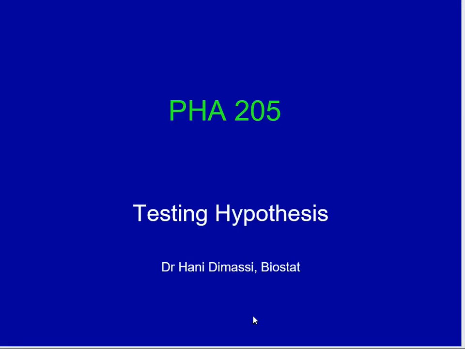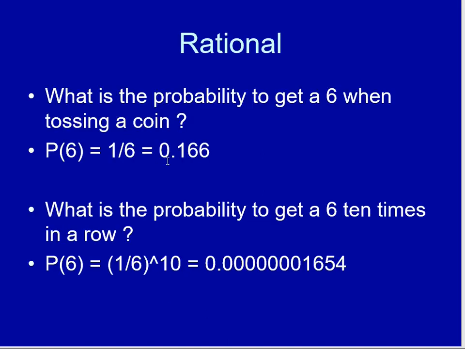After we explained the testing hypothesis rationale using the gambler on the drawing board, I'm going to go over the lecture in the slides, hoping that now you can make sense of the slide. All right, so this is just a revision of the probability of getting a 6.